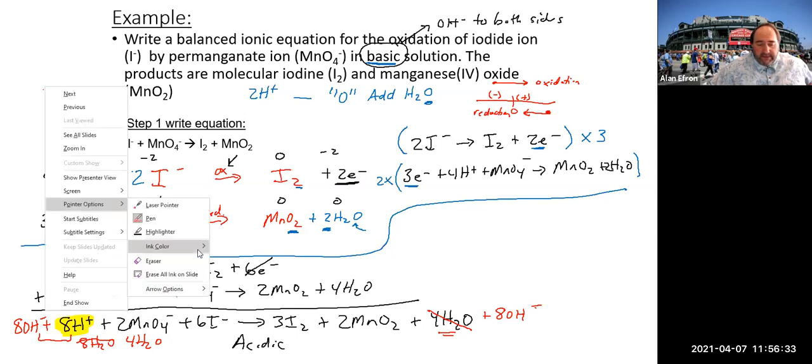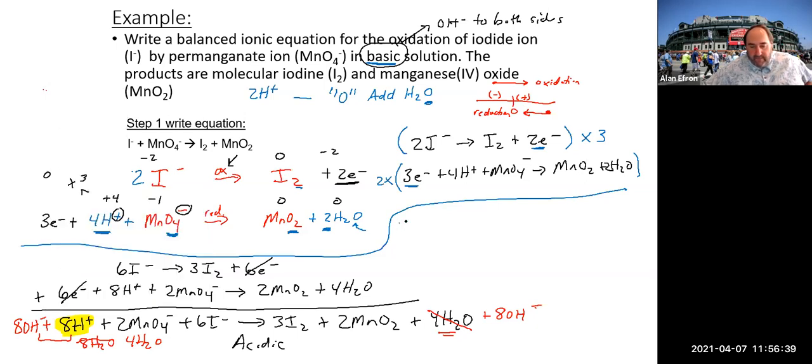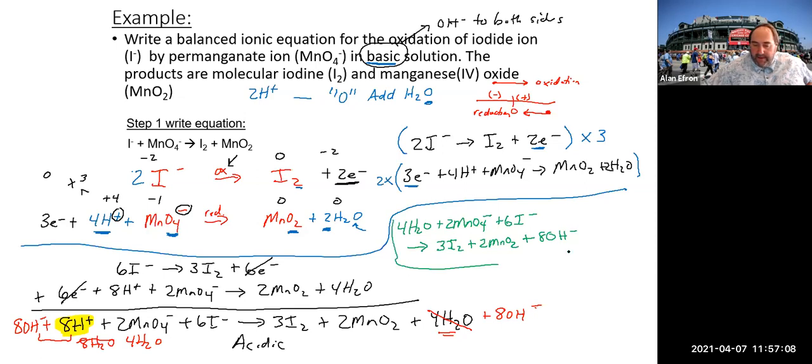And we could rewrite this. So we'll go right here, maybe. So we're left with 4 waters plus 2 MnO4 minus plus 6 I minus. I'm going to run out of room, so I'm just going to go underneath. On the other side of the arrow, we will end up with 3 I2 plus 2 MnO2 plus 8 hydroxides. At this point, this should be the balanced equation in basic conditions.